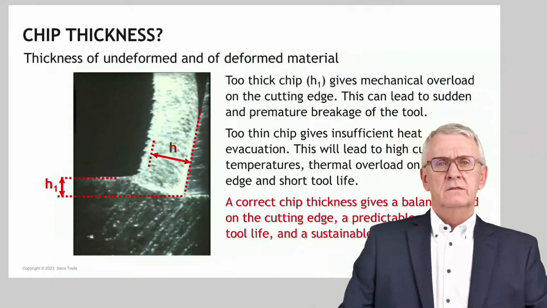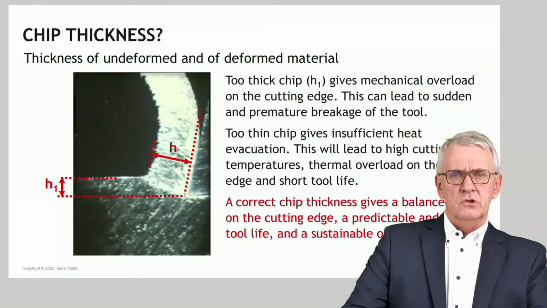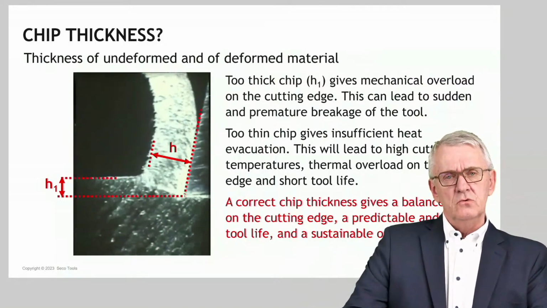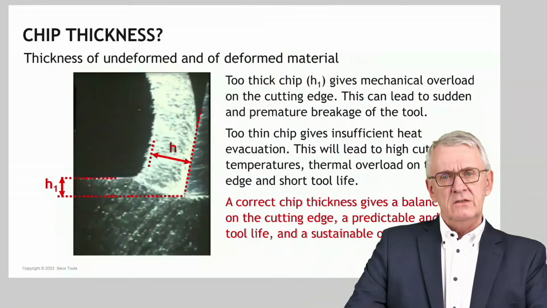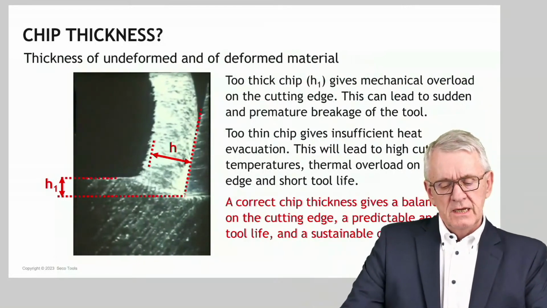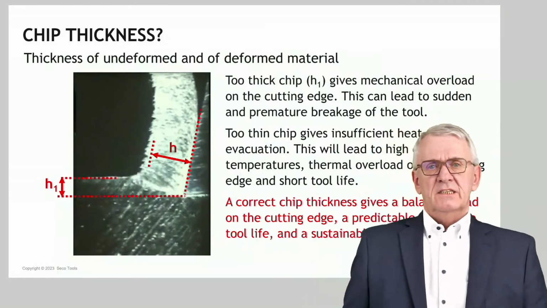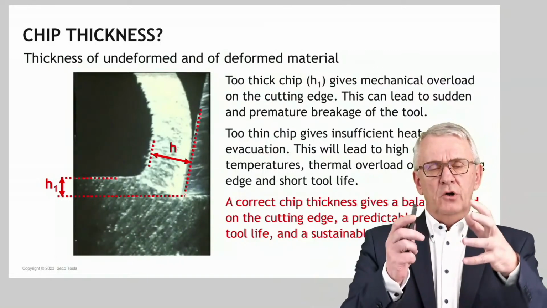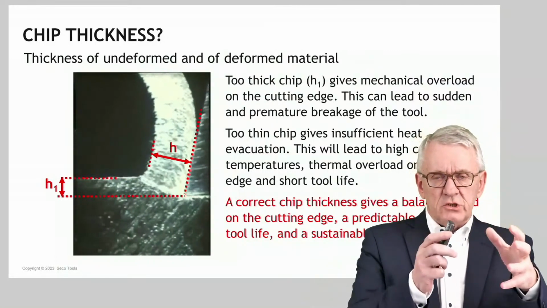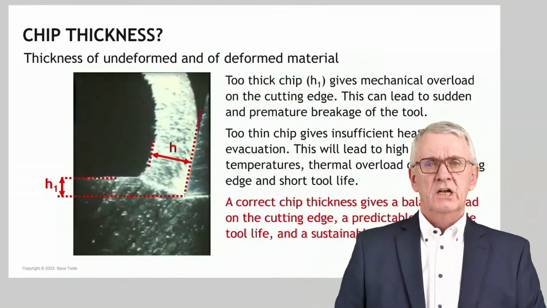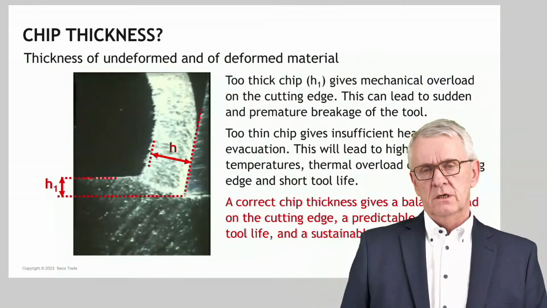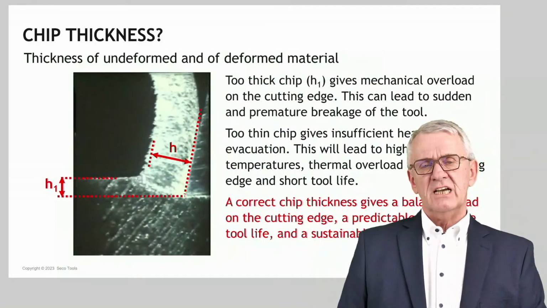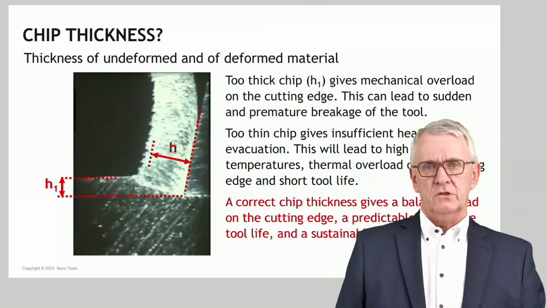Too thin a chip is also no good, because the chip is the major vehicle we use during machining to evacuate heat away from the cutting zone. And to be able to do that, the thicker the chip, the thicker the material we cut, the bigger the volume you have of material with which you can take heat out of the cutting zone. If you make chips thinner, you have less volume of material being removed, so you have less ability to take heat out of the cutting zone.